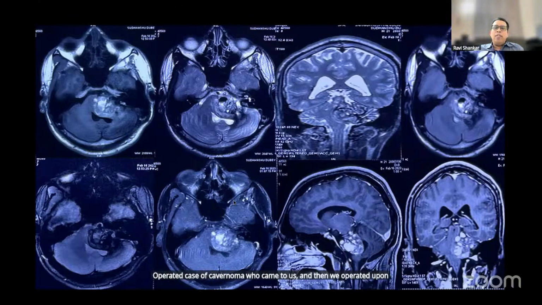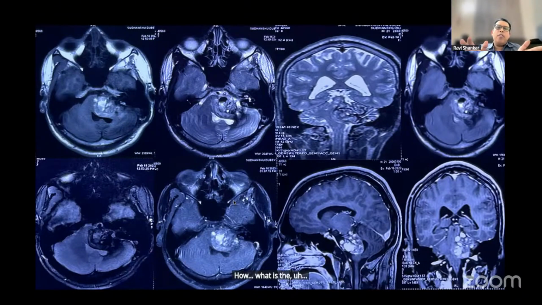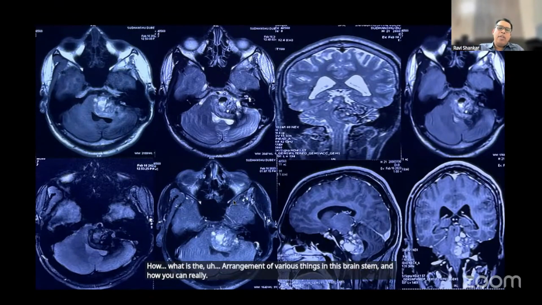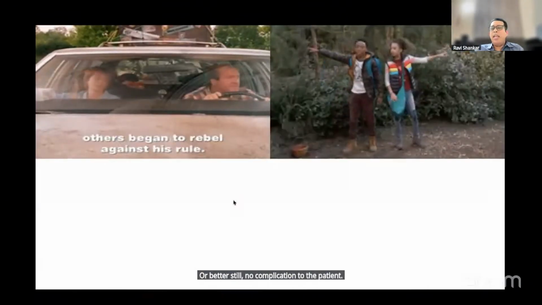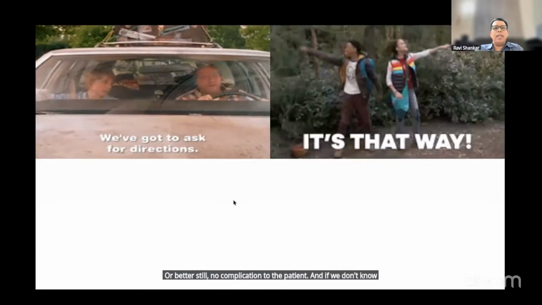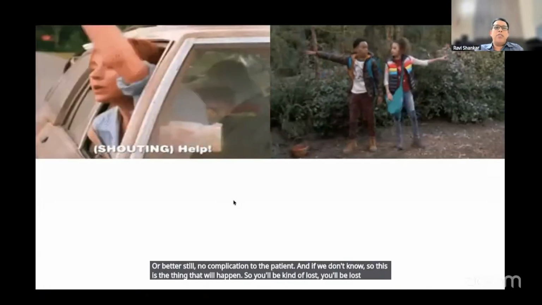So if you are planning to do these kinds of surgeries, you have to be very clear about the arrangement of various things in the brainstem, and how you can safely navigate through those pathways, fibers, and tracts to produce minimal or, better still, no complication to the patient. And if you don't know, this is what will happen: you'll be lost once you're going there.